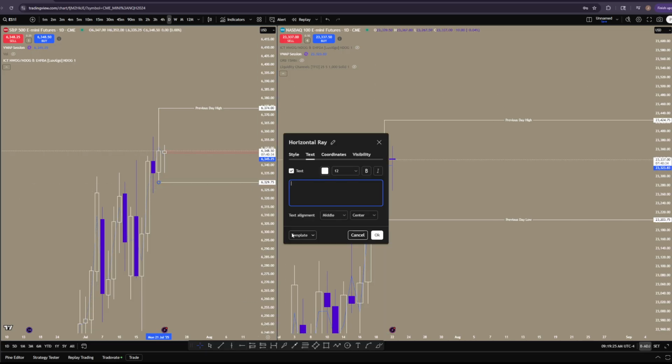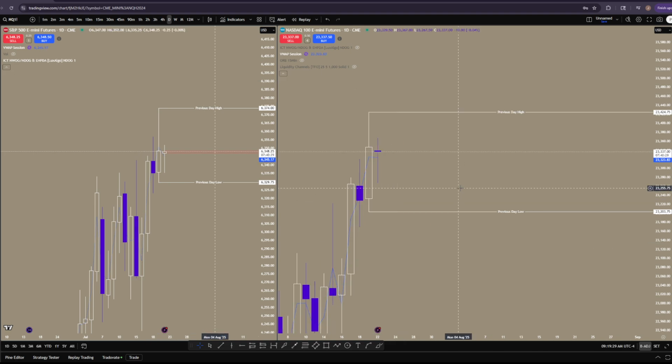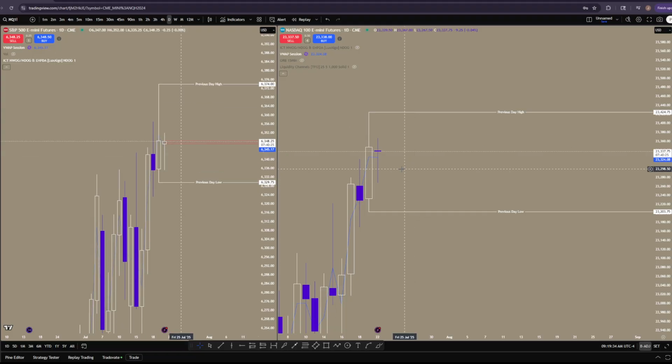Just like that. And you can see we haven't moved too much, right? Overnight movement wasn't anything crazy. We've just been kind of in that previous day range here, right? We've seen a decent amount of movement, but nothing too wild.